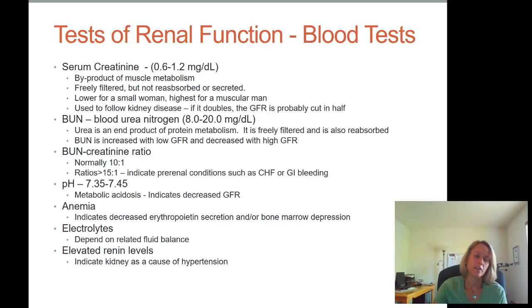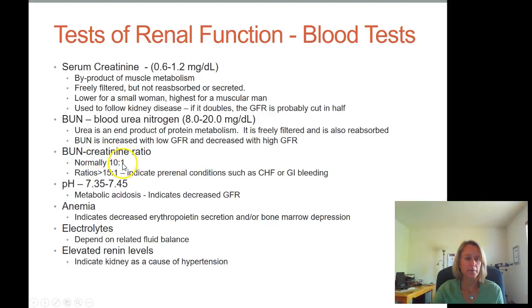We also have the BUN to creatinine ratio. The normal ratio is 10 blood urea nitrogen to 1 creatinine. If a ratio is greater than 15 to 1, that can indicate pre-renal conditions such as congestive heart failure or GI bleeding. Now we're going to talk about pre-renal acute failure later, so just make a mental note that this ratio is indicative of pre-renal conditions.